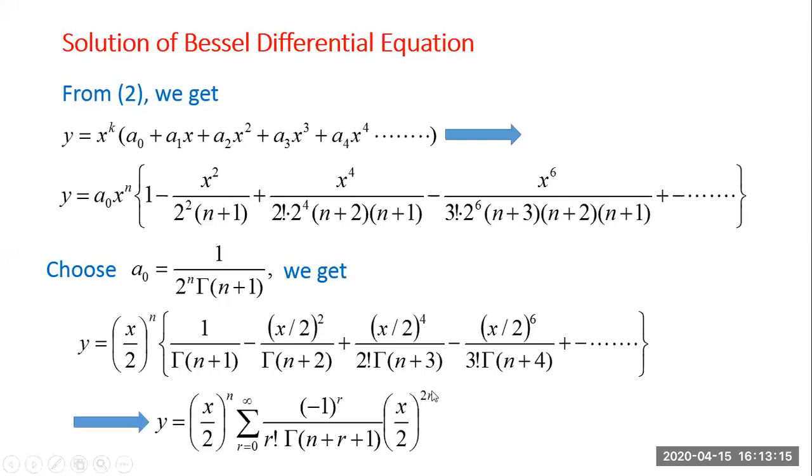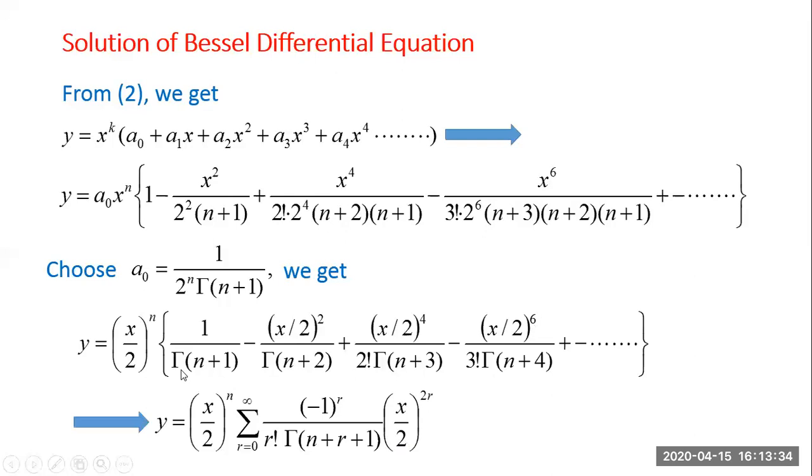When r is 0, I get x by 2 power 0, which is 1. R is equal to 1, I get x by 2 to the power 2 into 1, that is 2. R equal to 2, I get x by 2 to the power 2 into 2, 4, and so on. So the numerators are taken care by this term.